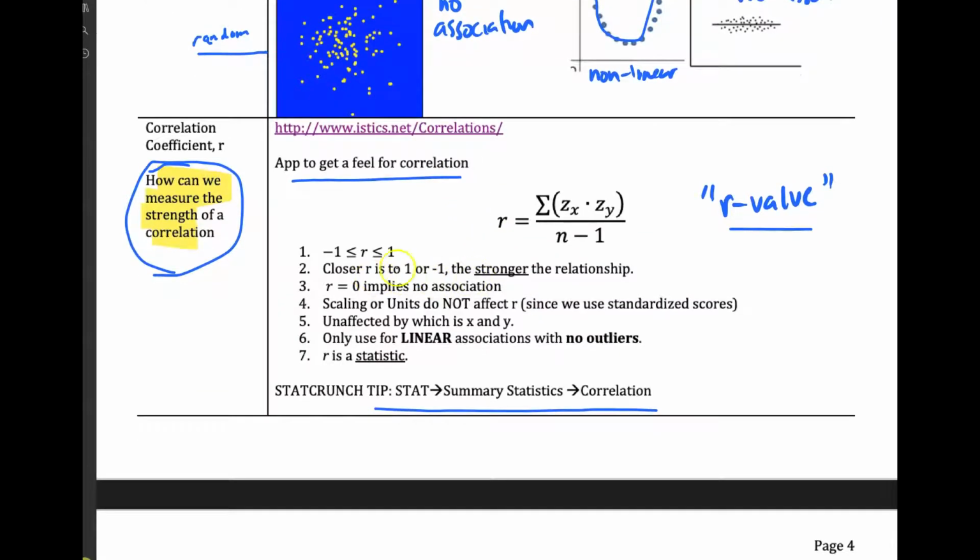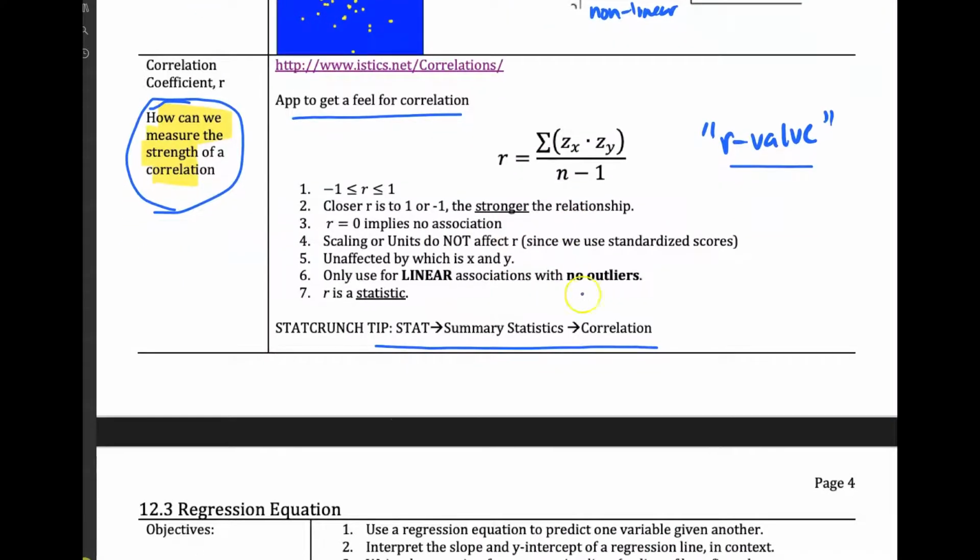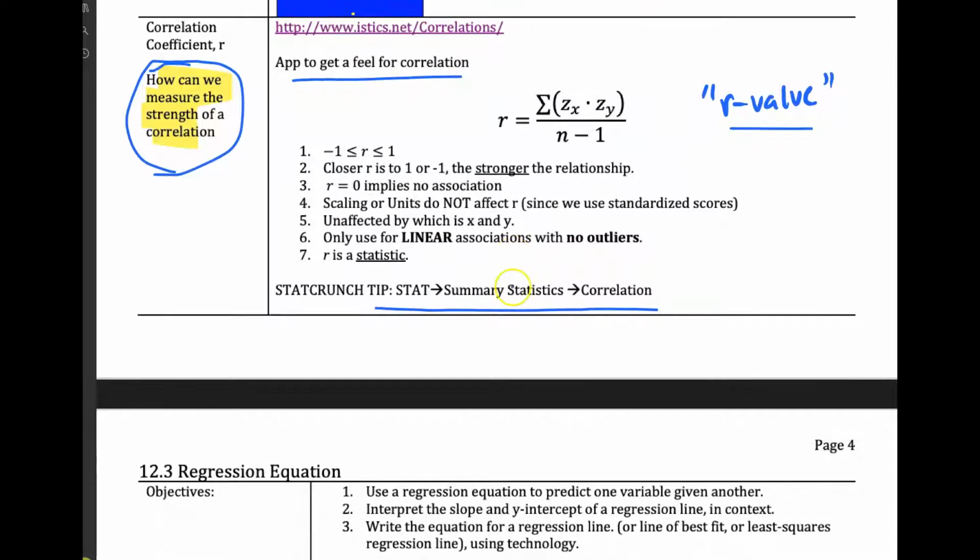It's a value always between -1 and 1. If it's close to 1 or -1, then we see a stronger relationship. R equals 0 implies that we probably don't have a linear association, or there's no association. And we don't care about the units, it's just a number that tells us how strong the relationship is. And we only use it for linear associations with no outliers.